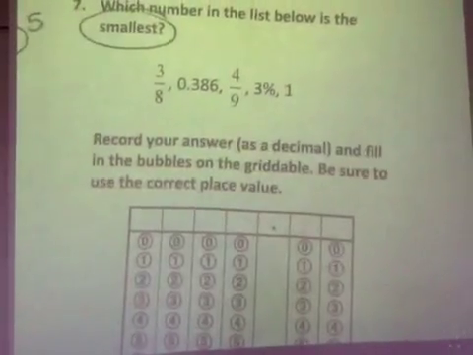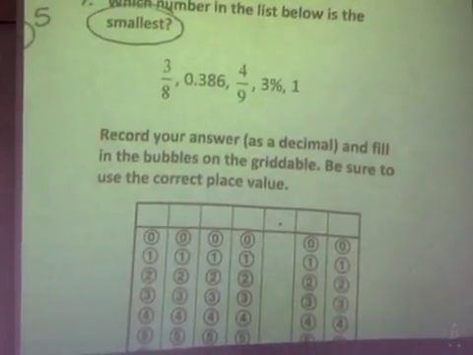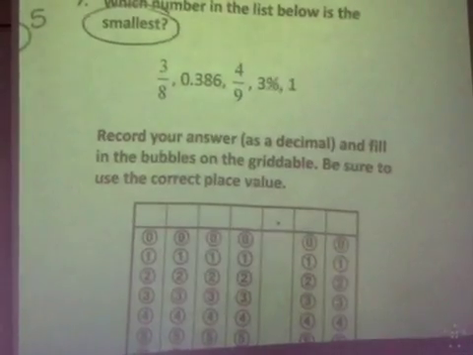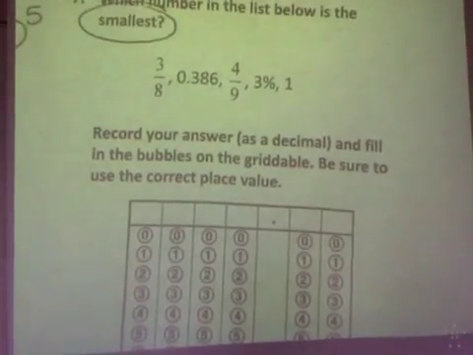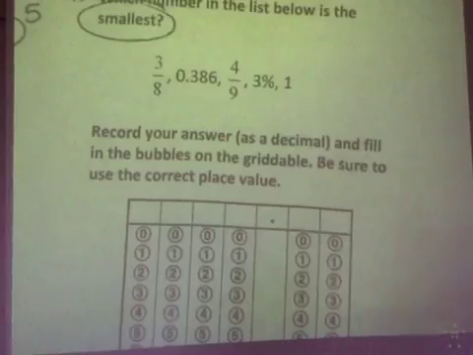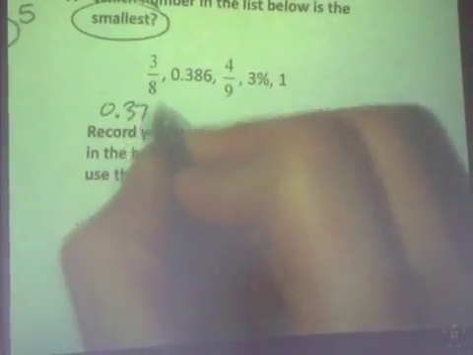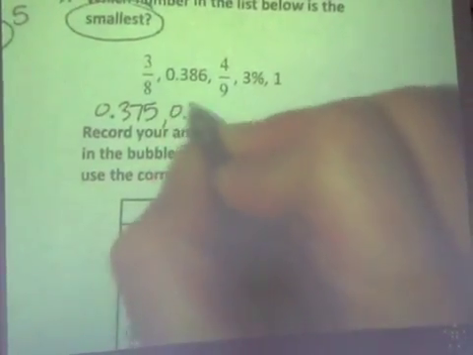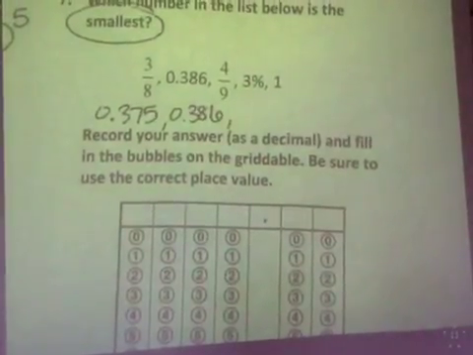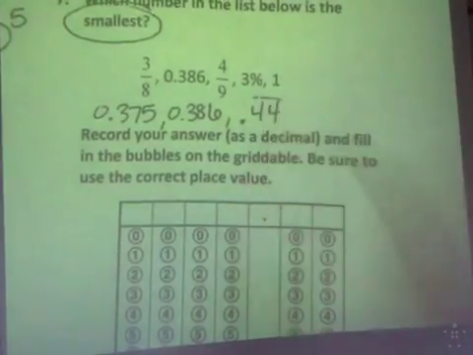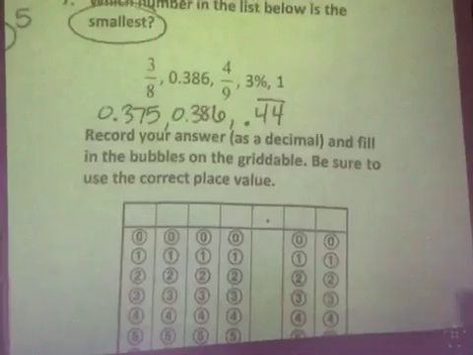Okay, so the first thing I'm going to do is make them all the same kind of number. I'm going to make them all decimals. So 3/8 is 0.375. I'm going to leave that guy alone. And then 4/9 is 0.44 repeating. Okay, that's definitely not the smallest.